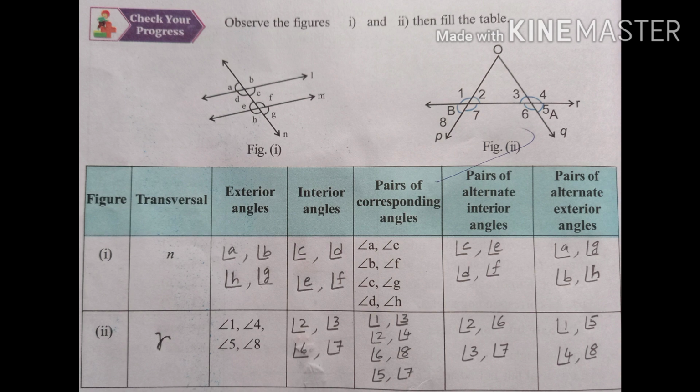Pair of alternate exterior angles. Exterior means outside of the lines OA and OB. Alternate means either side of the transversal. Either side of the transversal which lies outside of the lines OA and OB. That are angle 1 and angle 5, angle 4 and angle 8.